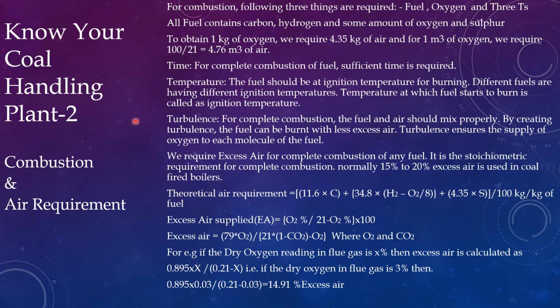Hi friends, in this episode we'll talk about combustion, air requirement and flue gas analysis. For combustion, the following three things are required: fuel, oxygen and the three T's. All fuel contains carbon, hydrogen and some amount of oxygen and sulfur. To obtain 1 kg of oxygen we require 4.35 kg of air, and for 1 meter cube of oxygen we require 100/21 equal to 4.76 meter cube of air.